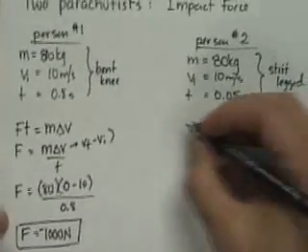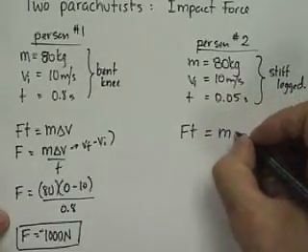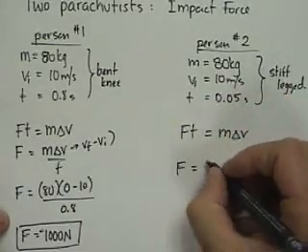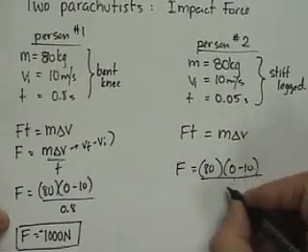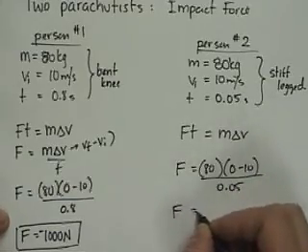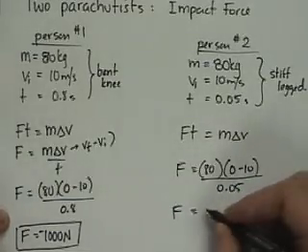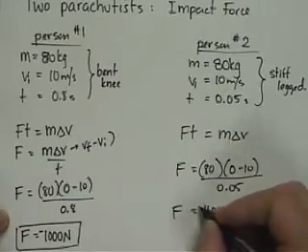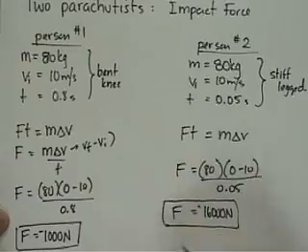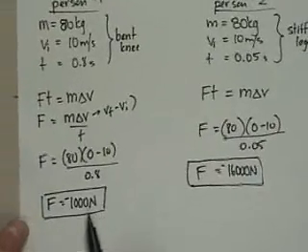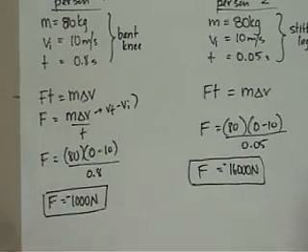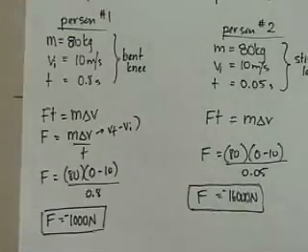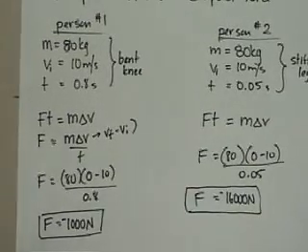Let's see what this person feels. Ft equals m change in V. That's going to end up equaling 80 times 0 minus 10. This time it's happening over 0.05 of a second. So calculate this all out and you get 16,000 newtons negative. That means this person is feeling 1,000 newtons of force on their legs. This person is feeling 16,000 newtons of force. Big difference. There you go. Impulse momentum formula, specifically finding impact velocity or impact force.